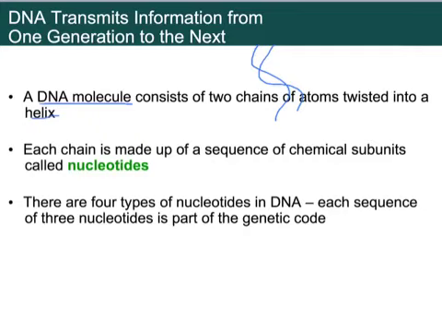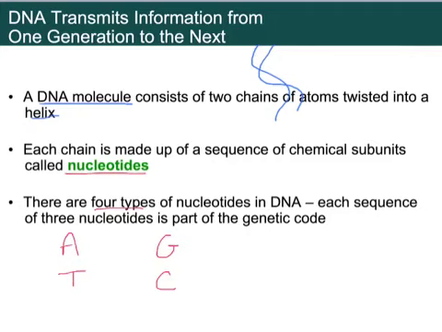Those little molecules that are all lined up here are called nucleotides. Those are the subunits; it's what DNA is made out of. There are 4 types of nucleotides. Later we'll learn that they're called A, T, G, and C: adenine, thymine, guanine, and cytosine. We can worry about that stuff later.